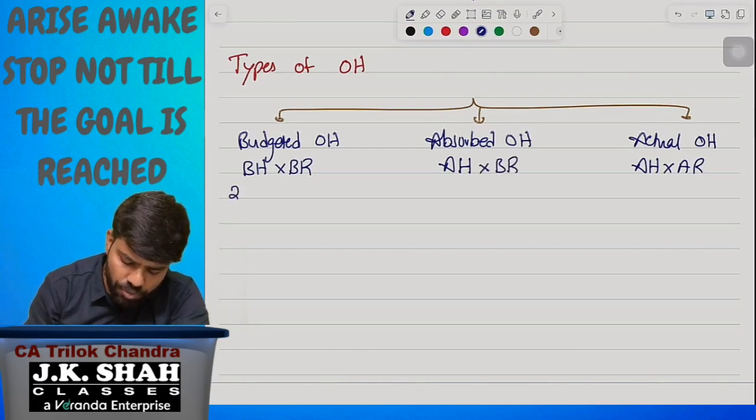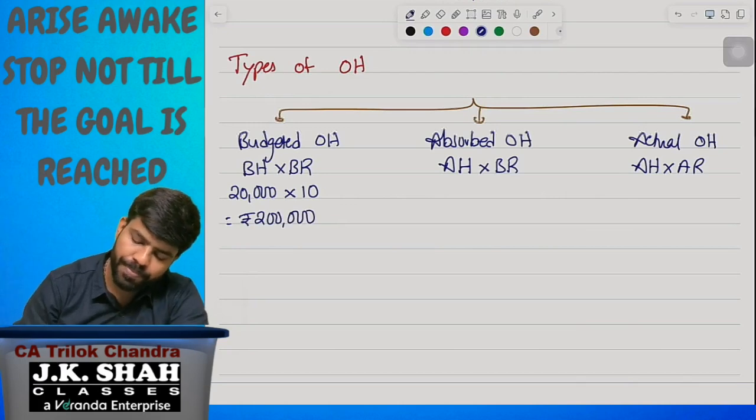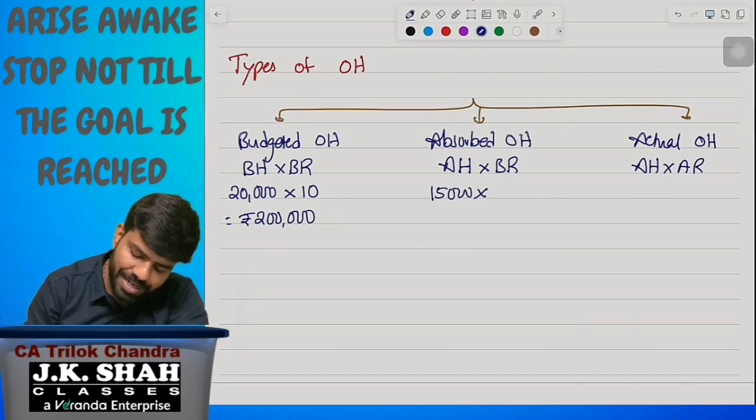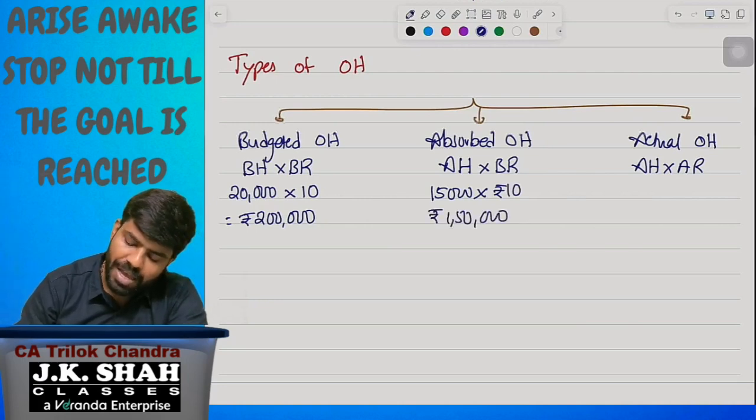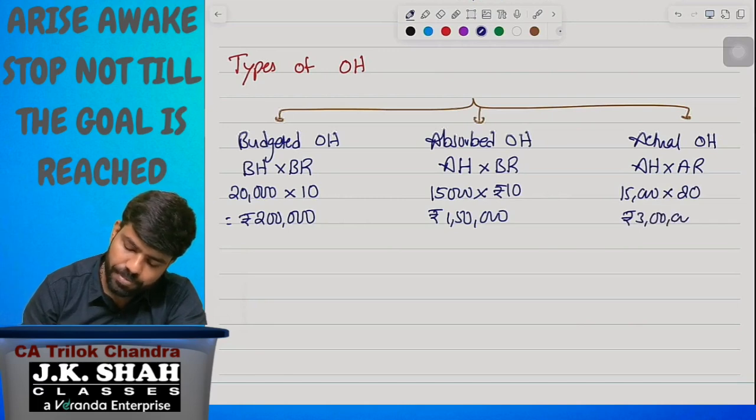Budgeted hours, I took 20,000 in my example, into budgeted rate of 10 rupees comes to 2 lakhs, which we already took in the example. Actual hours of 15,000 into budgeted rate of 10 rupees comes to 1,50,000 rupees, the absorbed overheads. Actual hours is 15,000 and actual rate is 20 rupees: 15,000 into 20 is 3 lakh rupees.